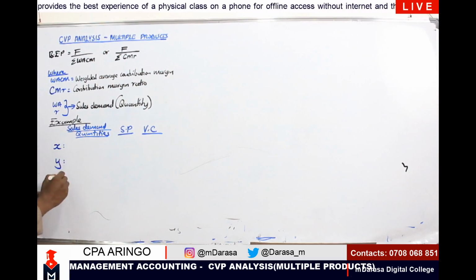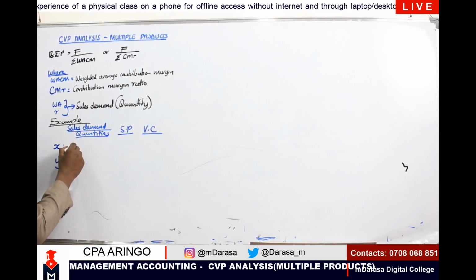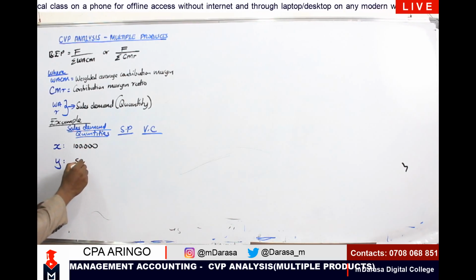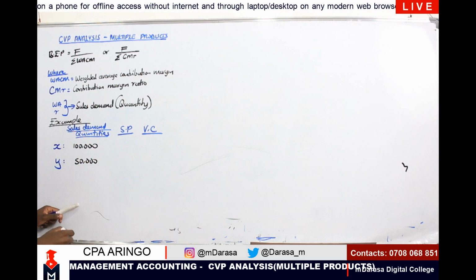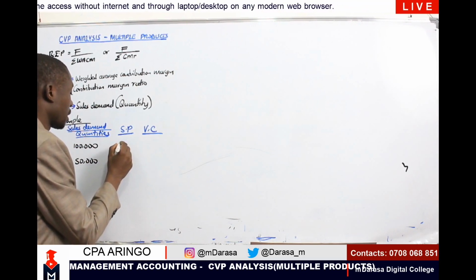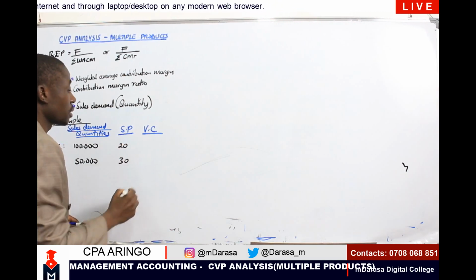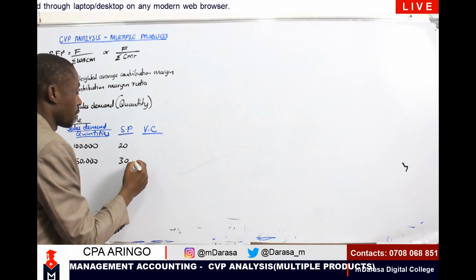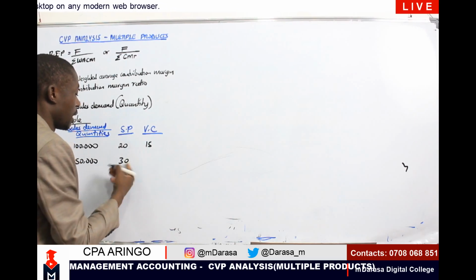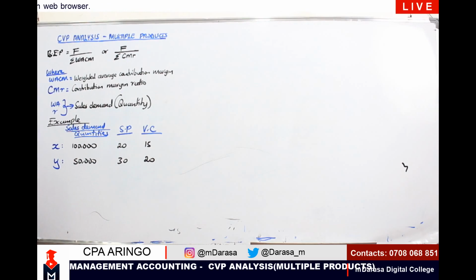In this case, I'm given the sales demand, say 100,000 units and 50,000 units. These are our sales demand. For the selling price, you can take any figure, maybe 20 and 30. For variable cost, maybe 15, and assume 20 variable cost per unit.